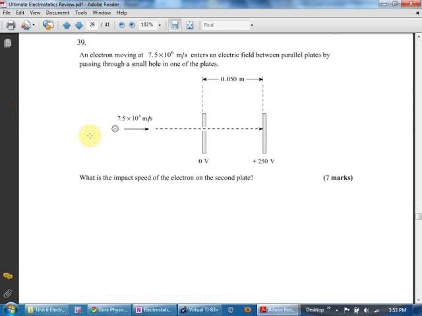So we have an electron, which is negative. It's heading towards some plates. So this one does have some initial kinetic energy. It wants its impact speed, so it wants its V final. And the change in potential energy is going to be that right there. Final potential energy is zero, because that's the ground. Initial potential energy is going to be QV, Q times 250.